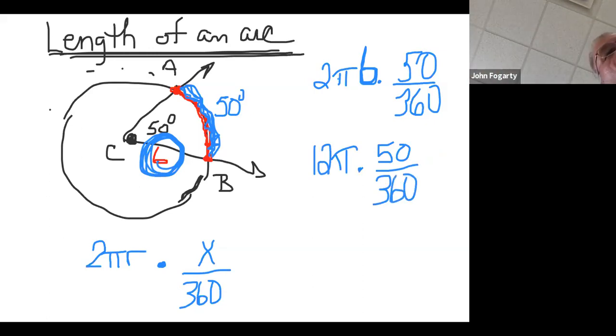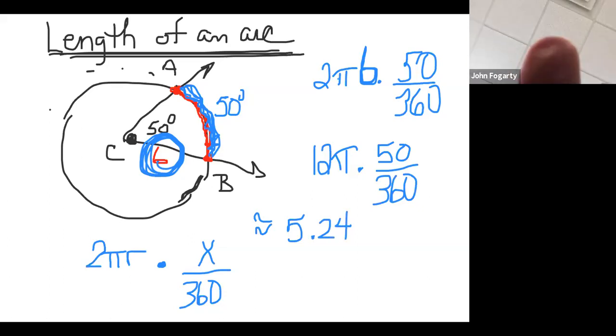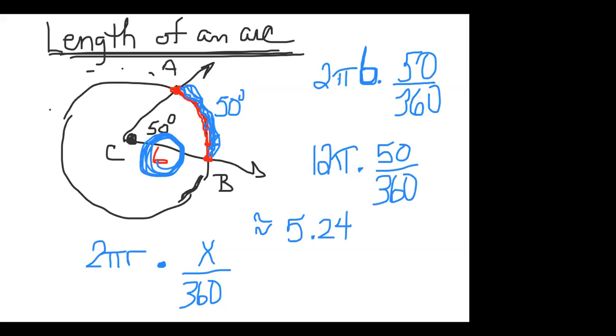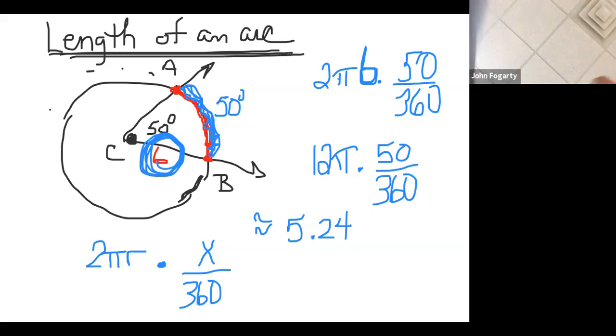All right? And then if you do that work, what do you get? If you take out your calculator, you get about 5.24. Does that make sense? Yes. All righty. Getting a little bit ahead of myself, but that's all right. Not too bad.